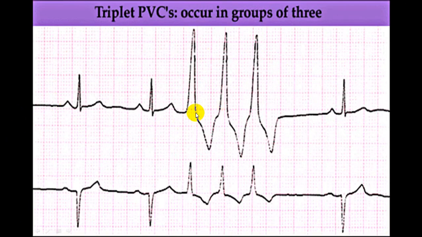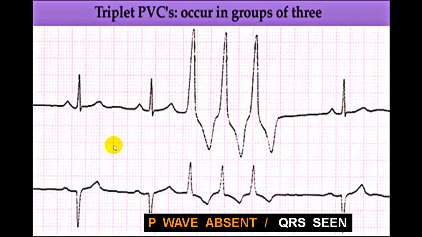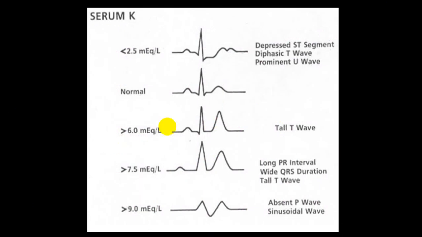Now you can see here, these are three ventricular complexes. These are three ventricular premature beats, with no P wave before. So this is called a triplet. The P wave is absent, the QRS complex you can see.